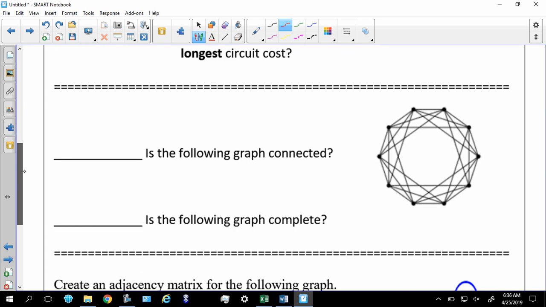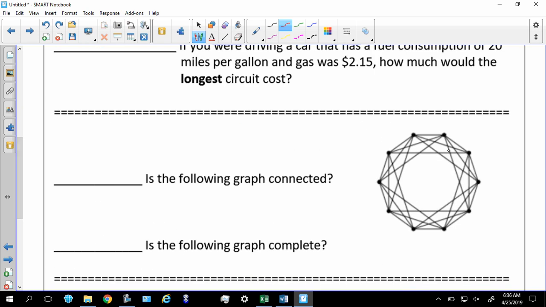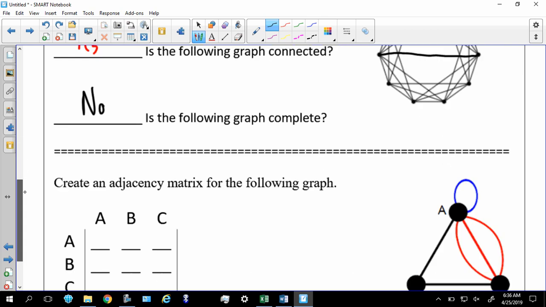Is the following graph connected? Well, just looking, I don't see any floating parts. So yes, it is. Is the following graph complete? Now, complete means I cannot add anything else to it. That means all the edges that can be drawn will be drawn. But I happen to see this just because I happen to look. Well, look at that. I just connected that. That means there are more edges to be drawn, so obviously it's not complete because I could keep going. So the answer is no.